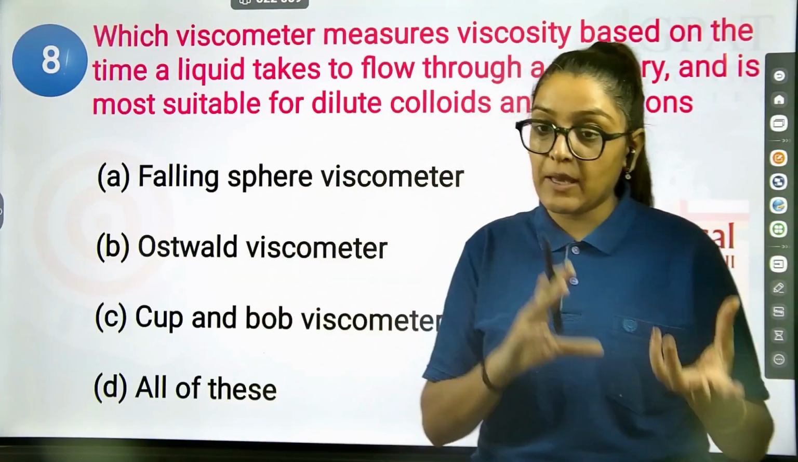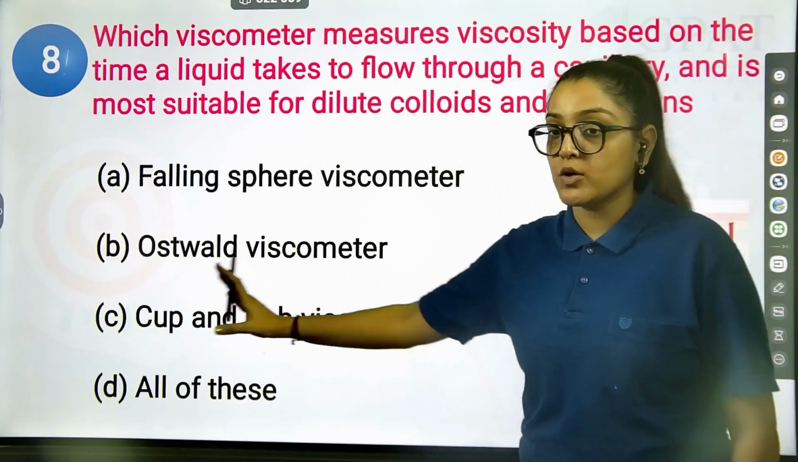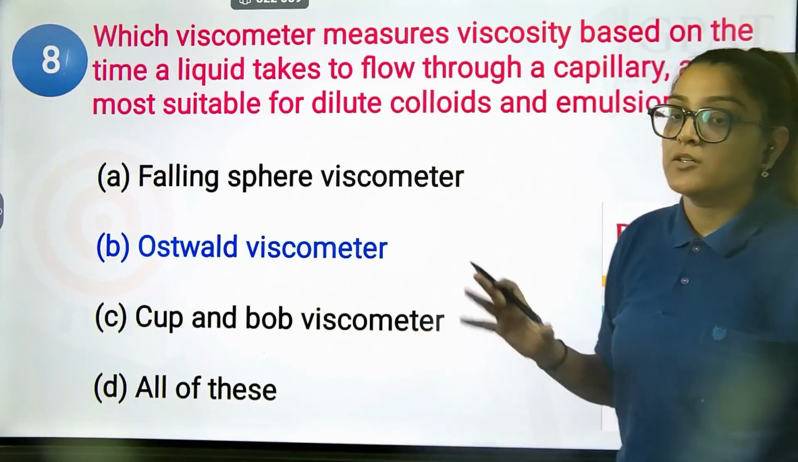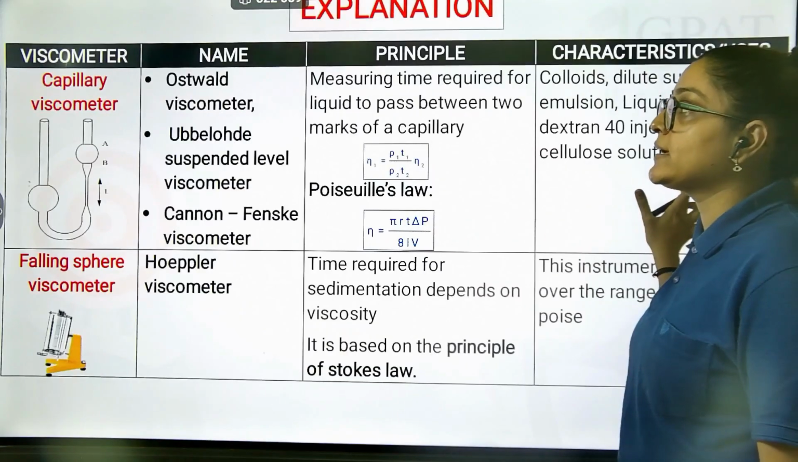Oswald is a type of capillary viscometer. So we have the Oswald viscometer because here you already talk about the capillary, right? So option B must be truly correct.